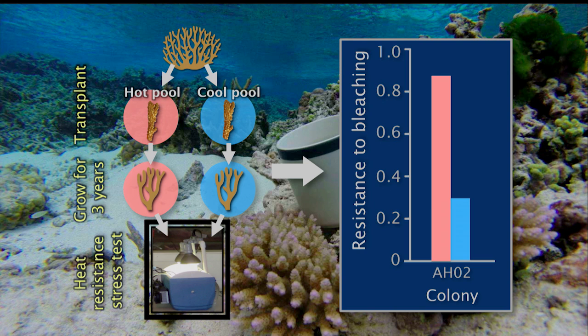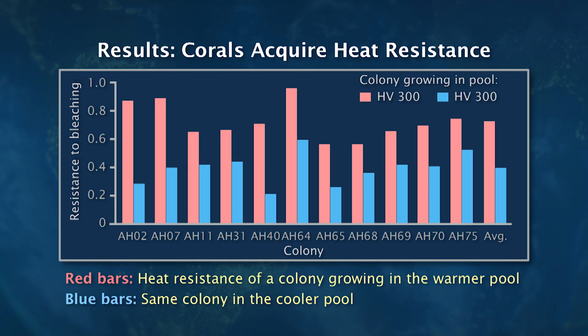And this graph here shows that the coral in this one colony, named colony AHO2, that was living in the warmer pool, that colony has a much higher resistance to bleaching than the exact same genetic colony that was living for 2 years in the cooler pool. That's the blue bar there. We can do that a lot. These are all different colonies of the same species from different parts of the reef, and every time we move them into the warmer pool, they gain heat resistance, and every time we move them to the cooler pool, they lose heat resistance. Means that, in fact, they can acquire this trait, heat resistance, at least to some extent.